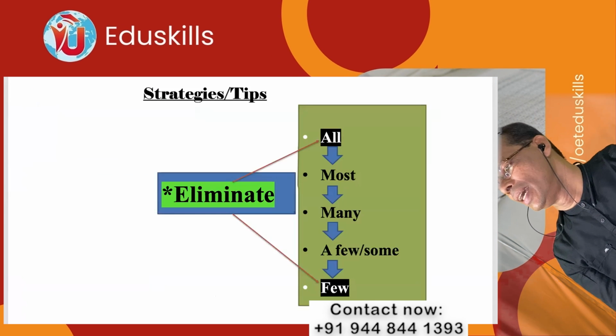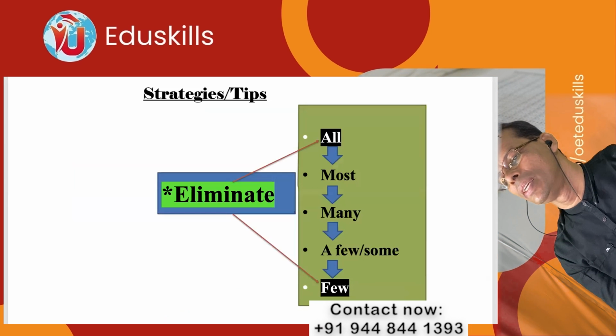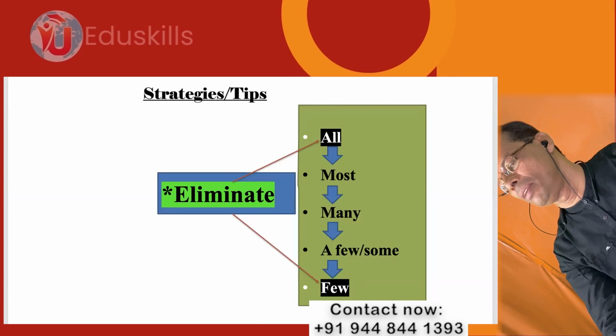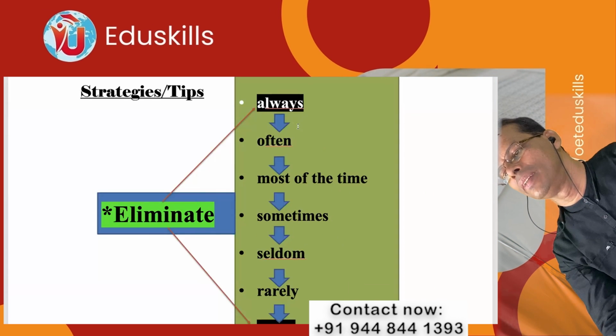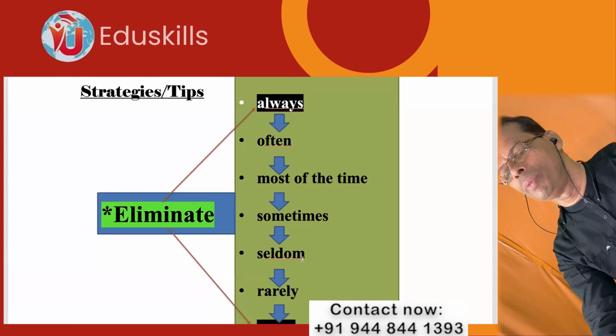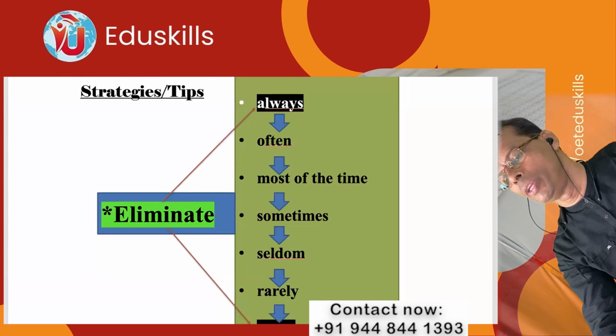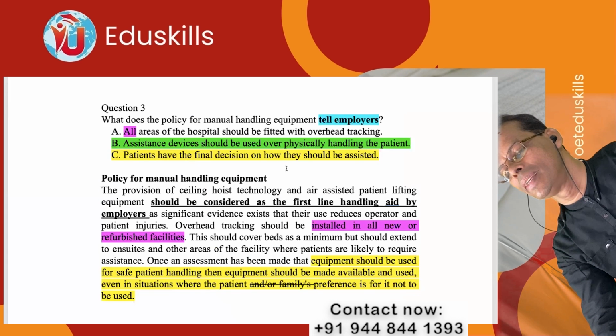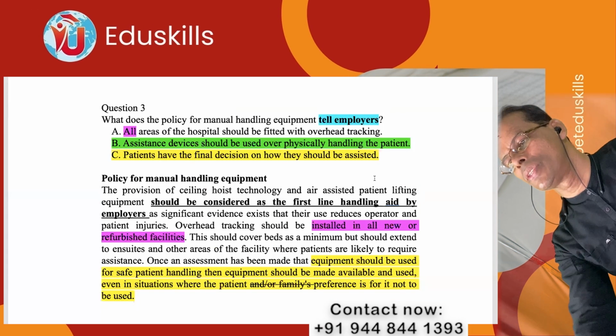Only use a catheter once. That is clear. As I said, eliminate the extremes. Extremes like all, few means zero, always, never, such expressions can be eliminated. No other expressions in between can be eliminated. I'm not going to explain these things; I've given you some examples in the previous session.